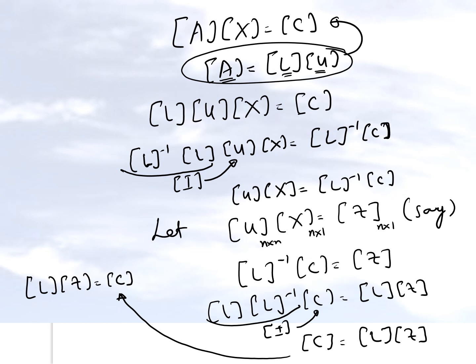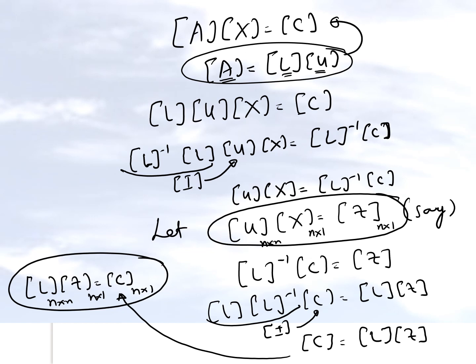So what you're finding out here is that you're getting two sets of equations. Two sets, not two equations, two sets of equations, where you have this and this. So you can very well see the basis of the LU decomposition method: let's solve this first, because we know what C is, the right-hand side vector. We know what L is, because we said that we know the LU decomposition of the A matrix. We can find out what Z is.